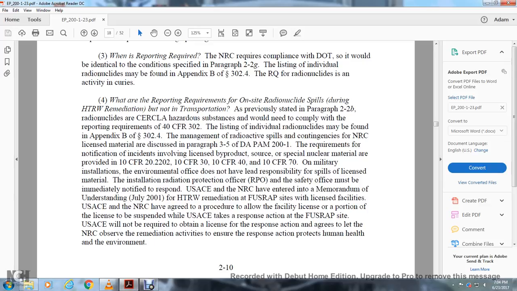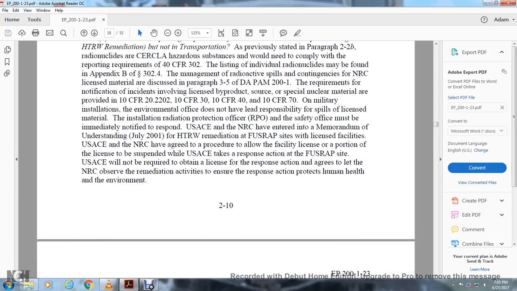entered a memorandum of understanding of July 2001 that the hazardous toxic radioactive waste remediation of the formerly utilized site remedial action plan sites will license facility. USACE Corps of Engineers and the Nuclear Regulatory Commission have agreed with the procedure to allow the facility and the license or portion of the license to be suspended with the USACE Corps of Engineers toxic response action of the formerly utilized site remedial action plan site, but the USACE will not be required to obtain a license. The response action agrees to let the Nuclear Regulatory Commission observe the remediation activities to ensure the response action protects human health and the environment.